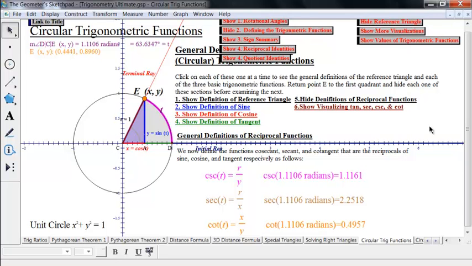So cosecant is defined to be r over y, so that makes it the reciprocal of sine. Secant is defined to be r over x, that makes it the reciprocal of cosine, and cotangent is x over y, making it the reciprocal of tangent. Sometimes we call these reciprocal functions for our original functions, but now we can consider that we have 6 basic trigonometric functions.